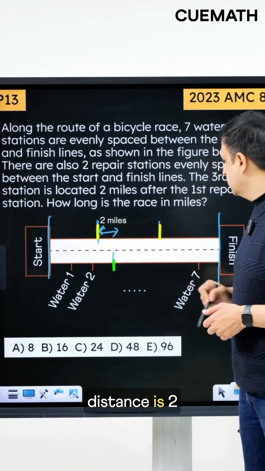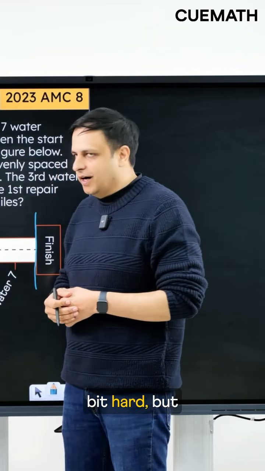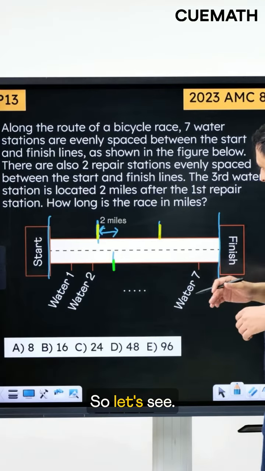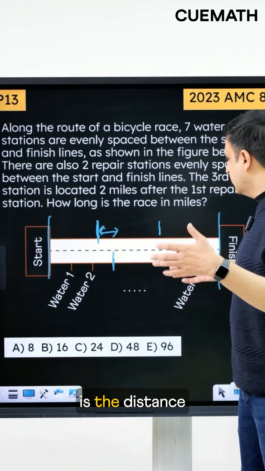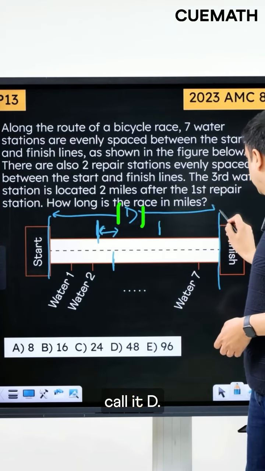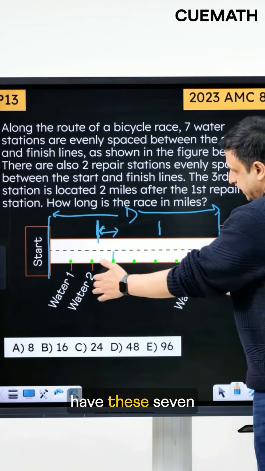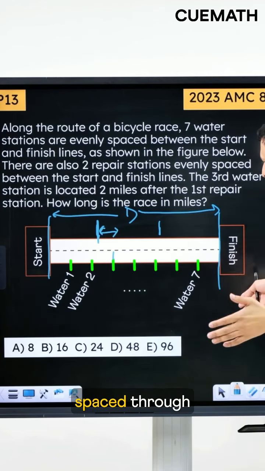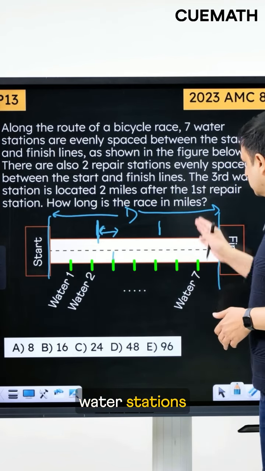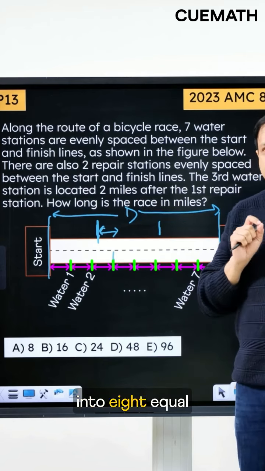So this problem might actually sound or look a bit hard, but if we just analyze it systematically, the solution follows very quickly. So let's see. So the unknown is the distance between the start and the finish lines. So this distance over here, let's call it D. And now we have these 7 water stations evenly spaced through this distance, which means that these 7 water stations divide this distance into 8 equal parts.